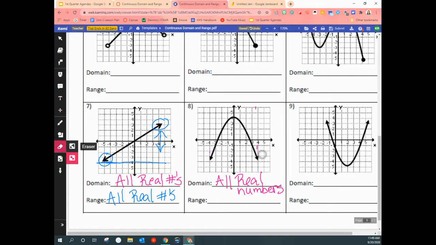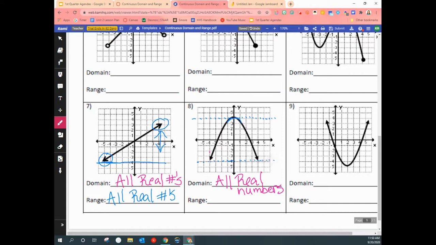So now I want to ask, what is my range? How far up and down does my graph go? Well, I can see that my graph doesn't go any higher than this, right? Is my picture any higher than that? Are there any arrows up here at this top bending point? It's just a solid line. So my picture actually does not go any higher than that. But now look down here.